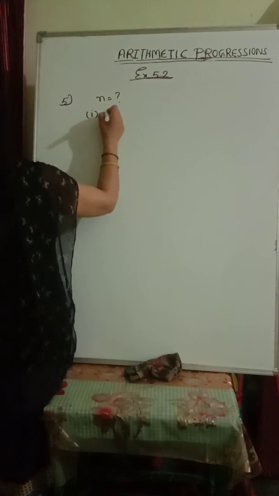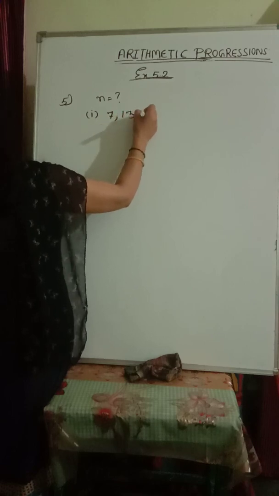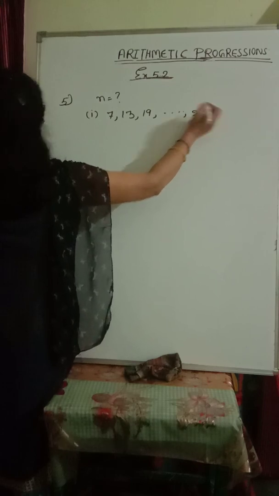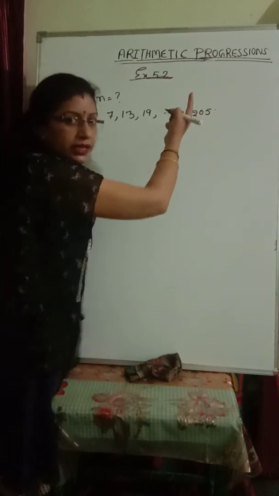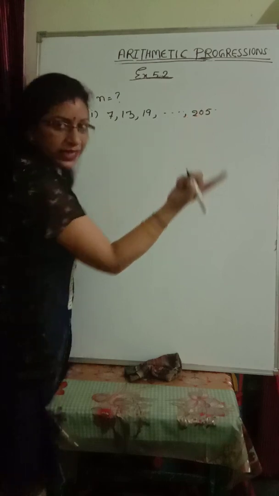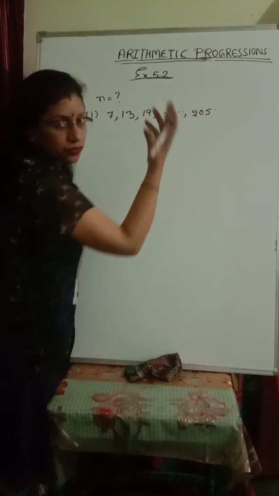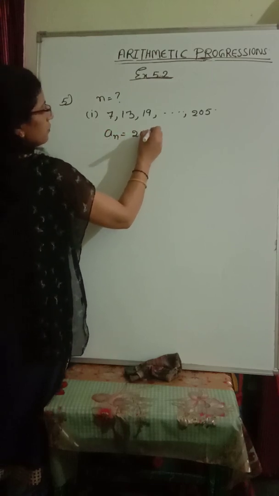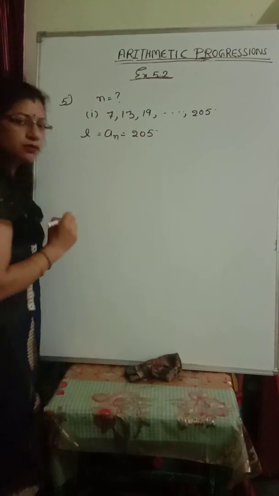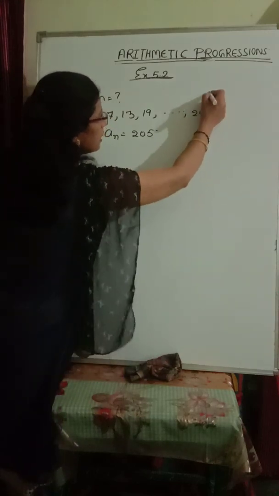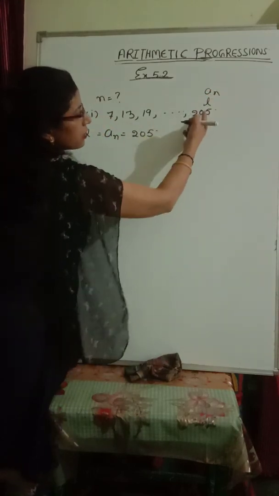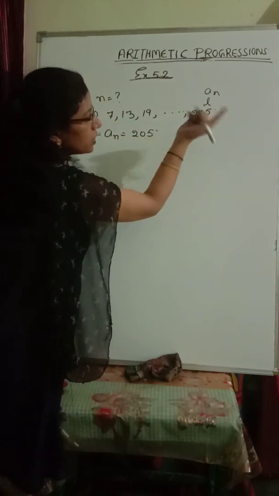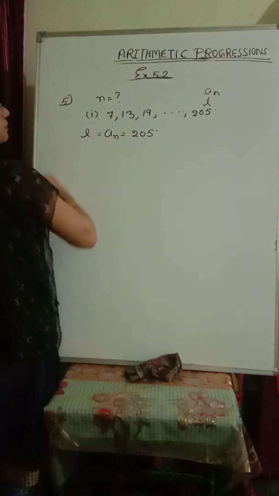The first AP given to you is 7, 13, 19 and so on, up to 205. How many terms are there? The last term tells you the number of terms. If the last term is the 20th term, there will be 20 terms. If the last is the 15th term, there will be 15 terms. So we know the nth term is 205. The nth term we also call L, the last term. So whichever term number it is, that many terms will be there. 1, 2, 3, 4, 5, 6; if it is 20, there will be 20. So the nth term is given to you.